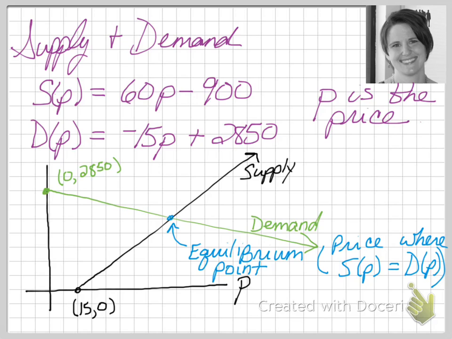We can do this algebraically, and we would find that our equilibrium point is the point (50, 2100), which means when the price is $50, the company is willing to create 2,100 units of the product, and the consumer is willing to purchase 2,100 of the product. So everything produced would be sold, which seems an ideal situation.